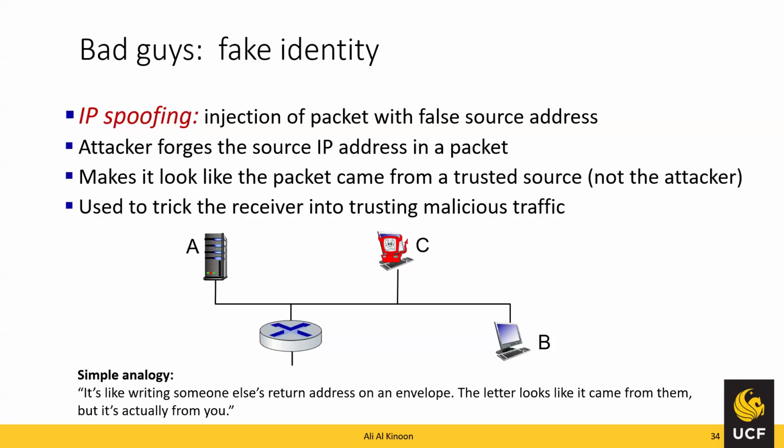IP spoofing, injection of packets with false source address. And the analogy to think of that before we get into it is it's like writing someone else's return address on an envelope. The letter looks like it came from them, but it's actually coming from you. So attackers forge the source IP address in a packet and make it look like the packet came from a trusted source, not the attacker. And then it's used to trick the receiver into trusting the malicious traffic.